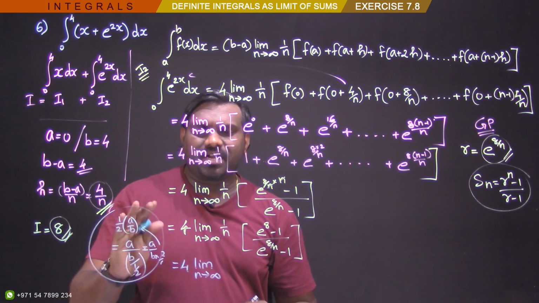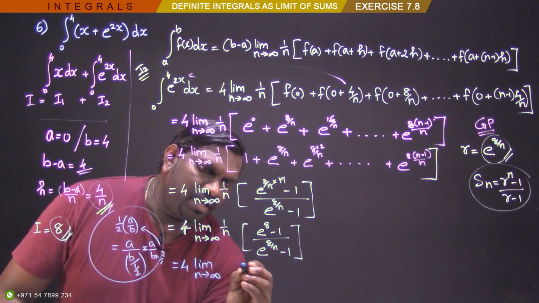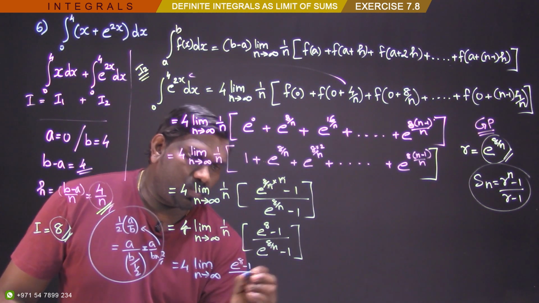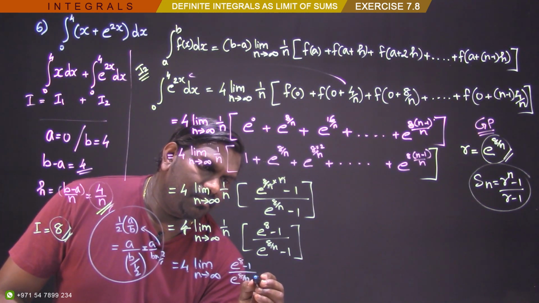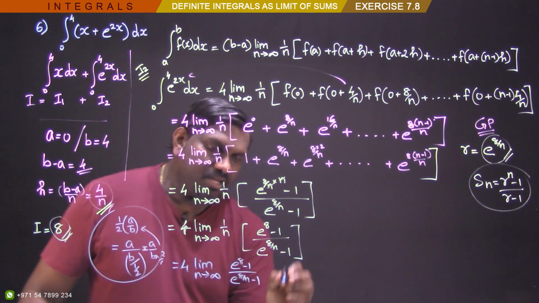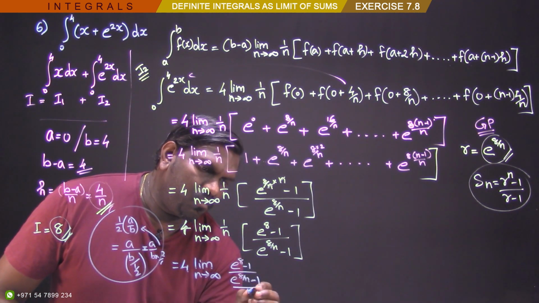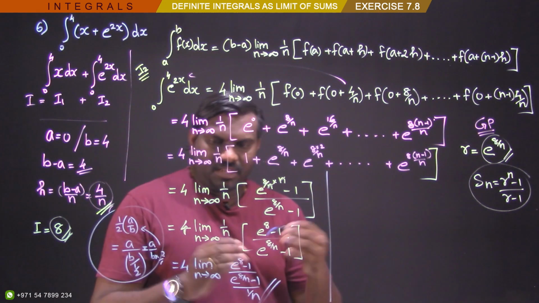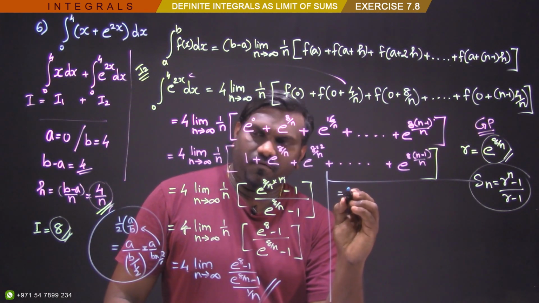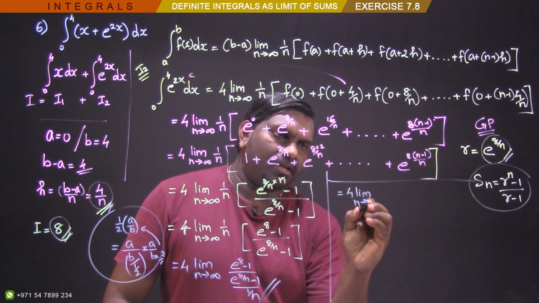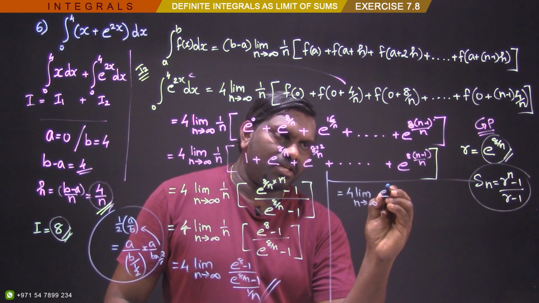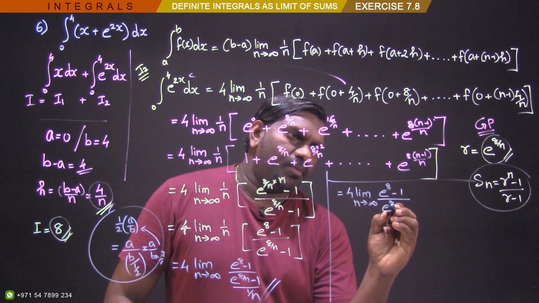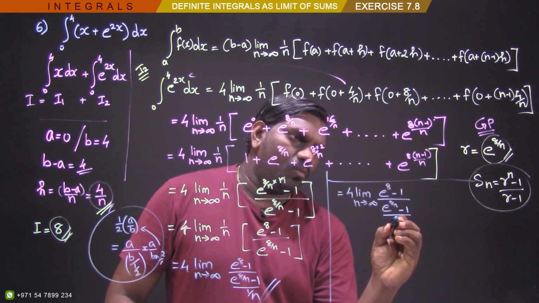I explained this concept in the last question. So I can write 1 by n under the denominator, that is under e raised to 8 by n minus 1, not above. Okay, let's stop here and write it more neatly: limit n tends to infinity of (e raised to 8 minus 1) by (e raised to 8 by n minus 1) by (1 by n).